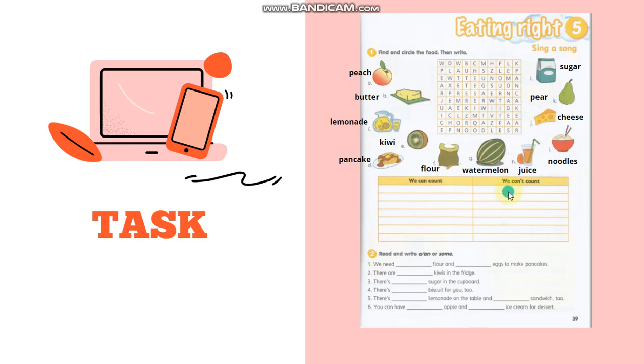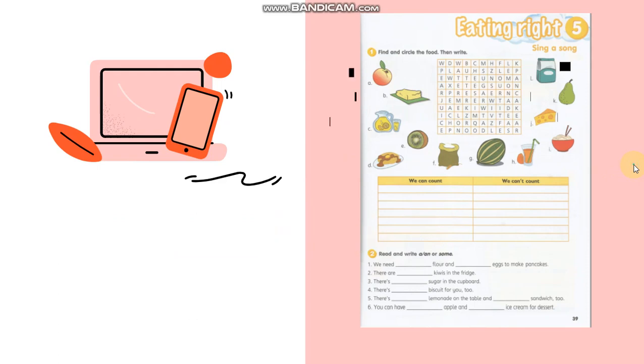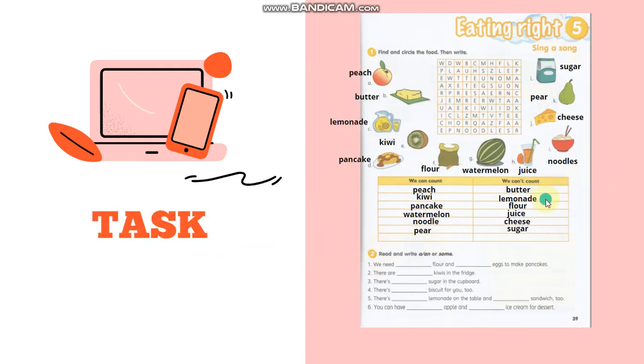Okay, now let's write according to the group. All right, so for we can count, we have peach, kiwi, pancake, watermelon, noodles, and pear. What about we can't count? We have butter, lemonade, flour, juice, cheese, and sugar. Right? Now let's look at activity number 2.